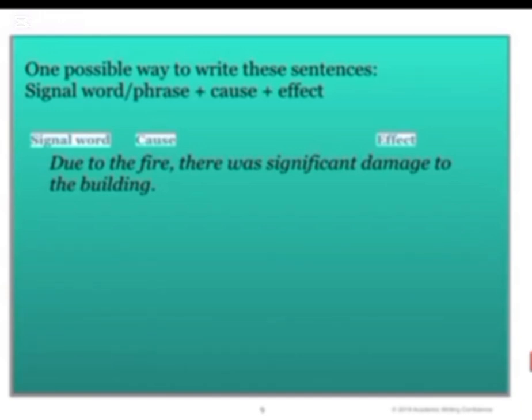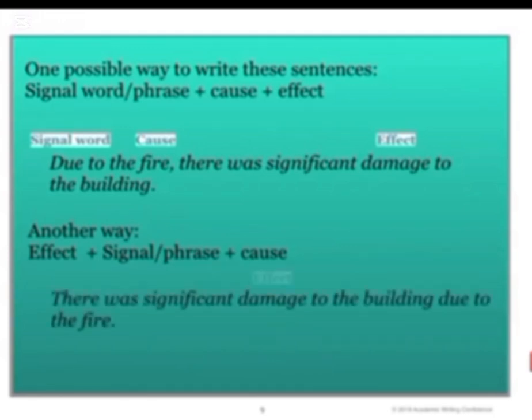Another way that you could write your sentence is in this way: the effect plus the signal phrase plus the cause. There was significant damage to the building due to the fire. In this sentence, the effect comes first, followed by the signal word, and the cause.